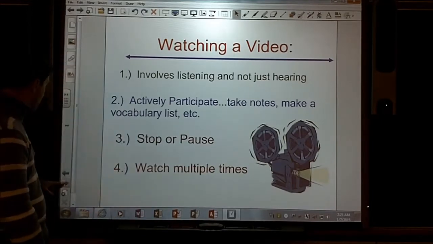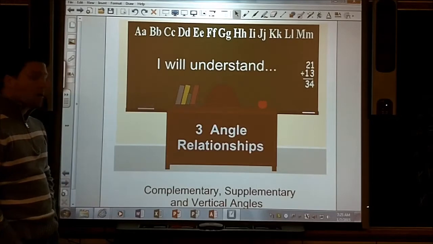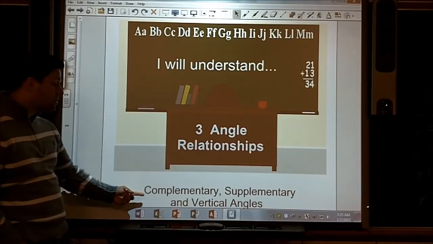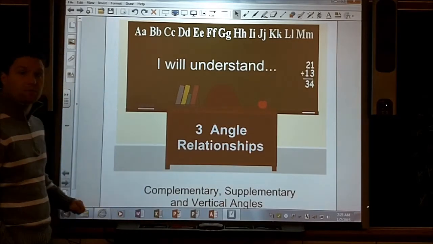Give that a try. So today I will understand 3 angle relationships: complementary, supplementary, and vertical angles. 3 types of angle relationships.